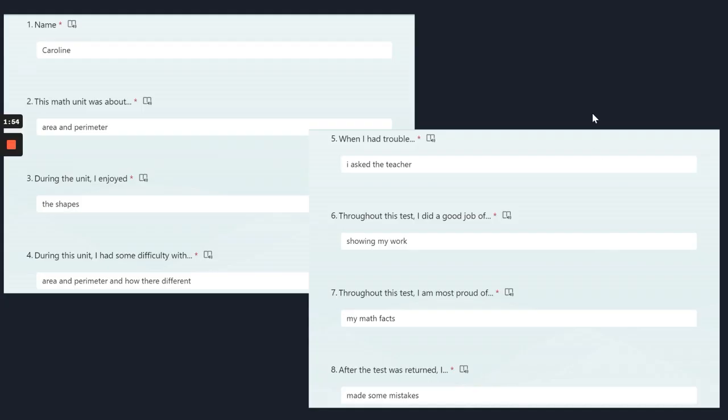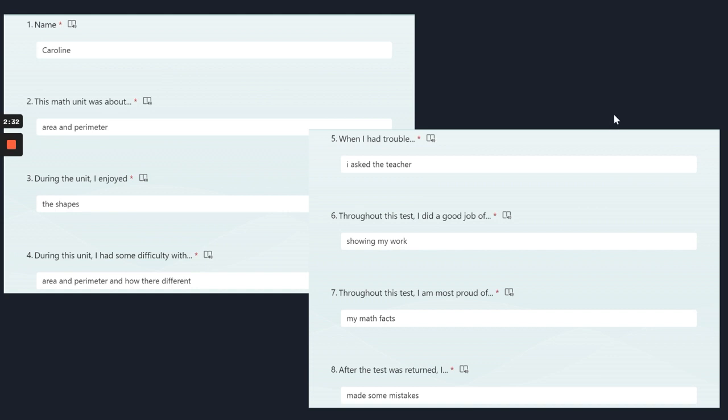Here we have a math self-reflection from a student following the completion of their assessment. When the student was asked what the math unit was about, they stated that it was about area and perimeter. During the unit, they enjoyed the shapes. They had some difficulty with area and perimeter and determining how those two are different. If they came across any difficulty or trouble while working, they asked the teacher. Throughout the test, this student felt like they did a good job of showing their work. They're the most proud of knowing their math facts to solve.